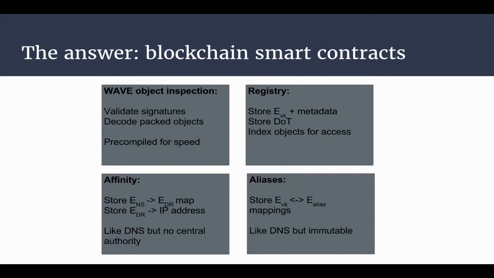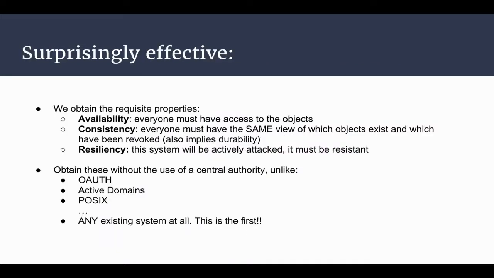And then finally, we have a contract that stores these aliases. So this is how we can guarantee that I can choose some human-readable sequence of characters to represent a public key, and I know that it's immutable and globally unique. It's stored in a blockchain smart contract. And it turns out this technique is surprisingly effective. We obtain the properties we set out to get.